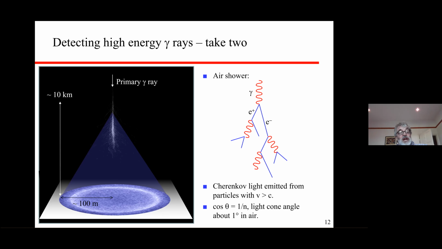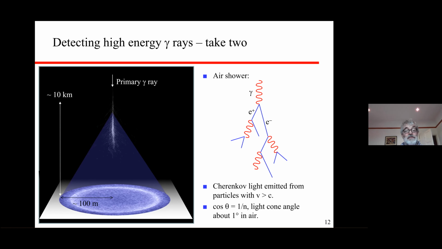So the refractive index of water is something like 1.5. That of air is something like 1.01, dependent on the altitude. So the light slows down only by about 1% when it enters air. Okay, so this cone of Cherenkov light that's produced by the fast particles in the shower has an angle here of only about 1 degree. So if you start at 10 kilometers up, by the time you've hit the ground, you've got a cone of light which has a radius of about 100 meters.